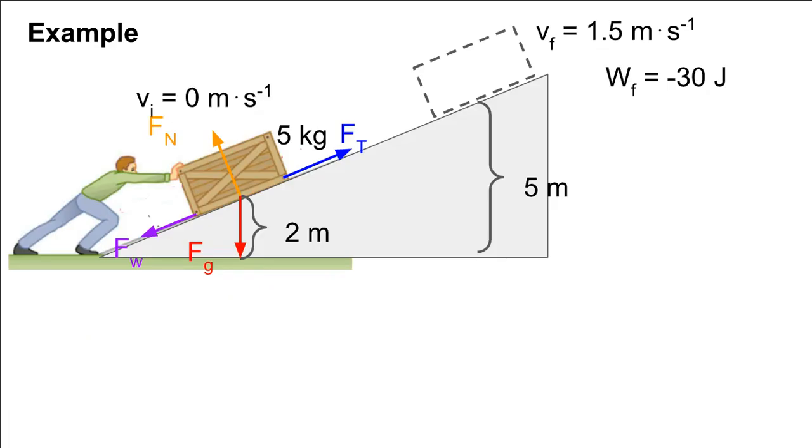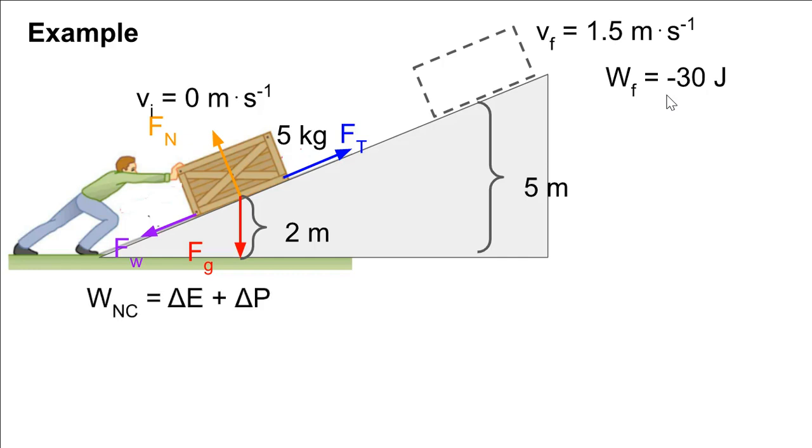I just redrew my whole situation on this page so that I have a bit more space for my calculation. So what do we have? This man is pushing the crate. I've included the forces that are acting on this system. We know the normal force, the friction force, the force that the man is applying, as well as the gravitational force. His initial velocity is 0. His final velocity is 1.5 meters per second. And the amount of work done by the friction force they gave us is minus 30 joules.